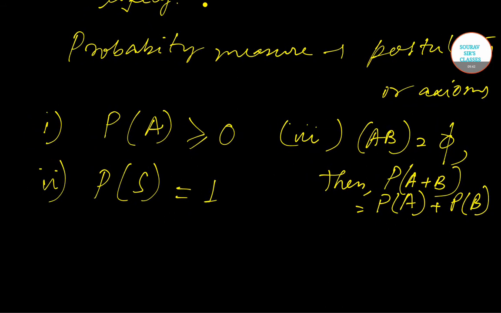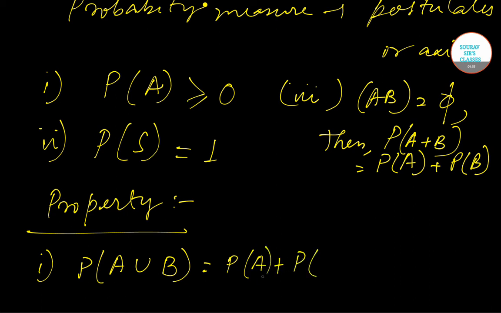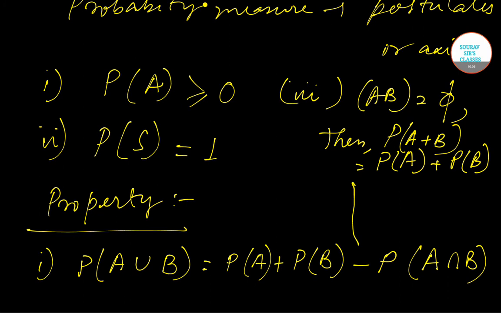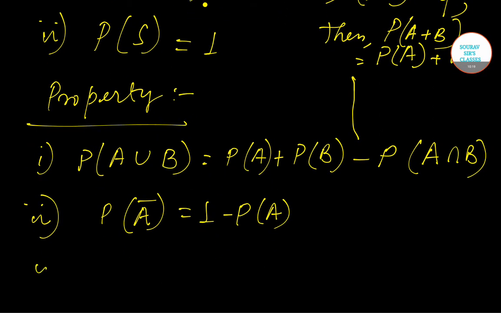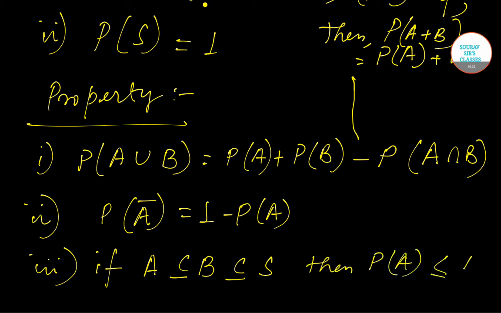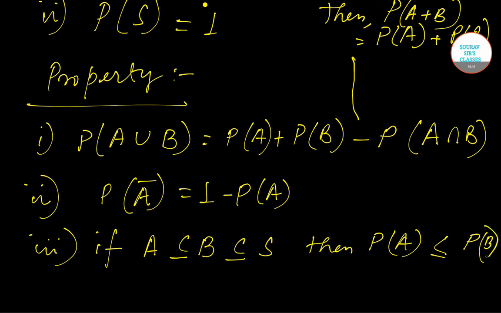Now, let's focus on the properties. So, I will show you the properties of probability now. Number 1 will be probability of A union B is equal to probability of A plus probability of B minus probability of A intersection B. The second property will be probability of A complement is equal to 1 minus probability of A. And the third property is if A is a subset of B which is a subset of S, then probability of A is less than or equal to probability of B.